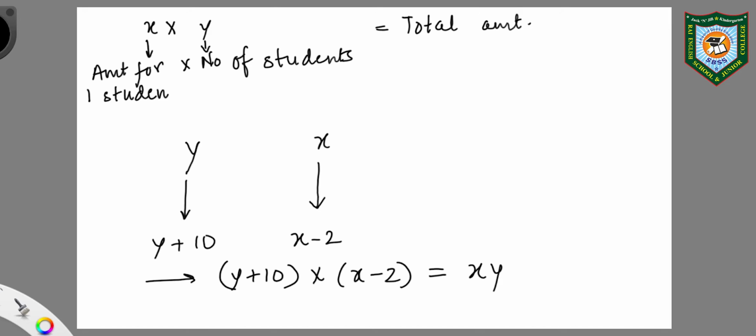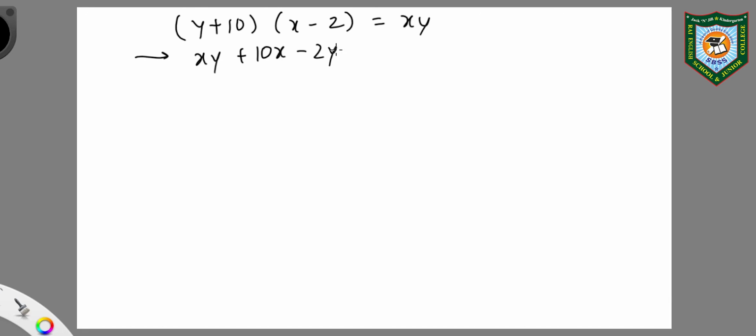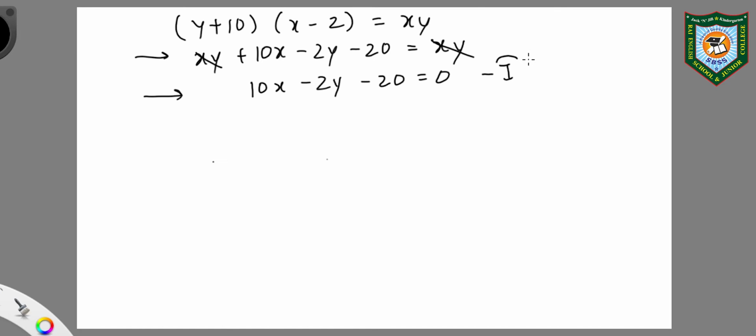So now as we go on solving this question, I'll write the equation once again. This is y plus 10 into x minus 2 is equal to xy. This implies xy plus 10x minus 2y minus 20 is equal to xy. Now xy cancels, so here I am left with 10x minus 2y minus 20 is equal to 0. This is my equation number 1.